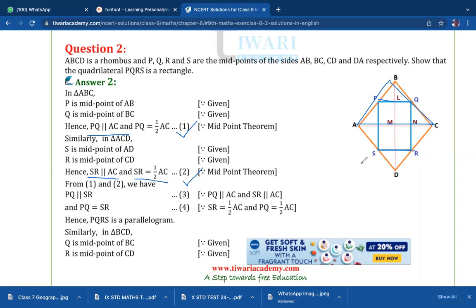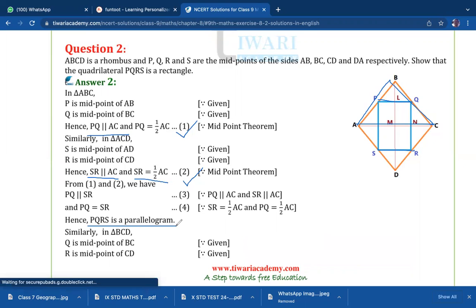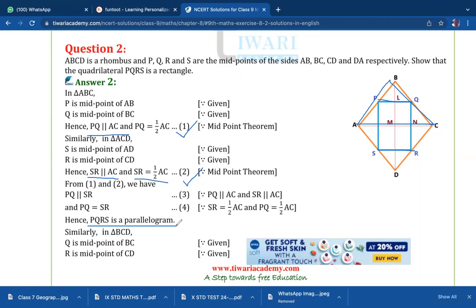So PQ and SR, one set of sides, are parallel and equal. We have done this in question 1 also. So PQRS is proved to be a parallelogram. One half of the question is solved now. Let's go to the next half.